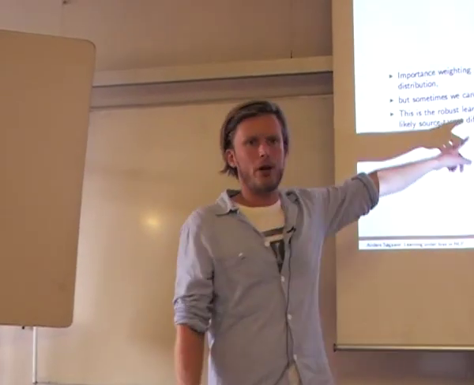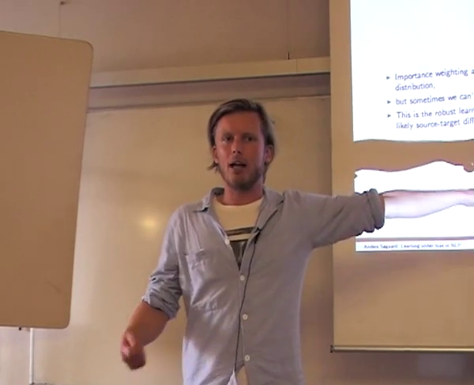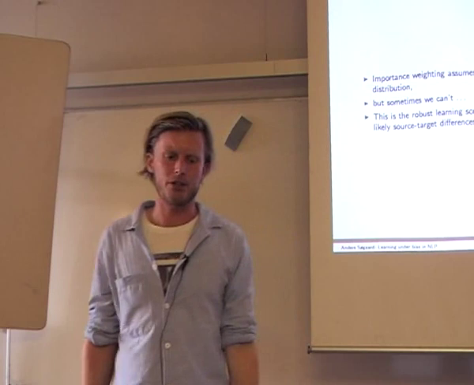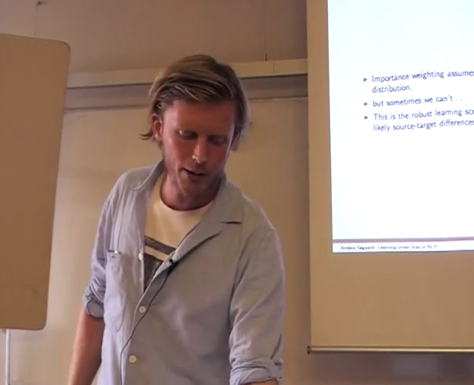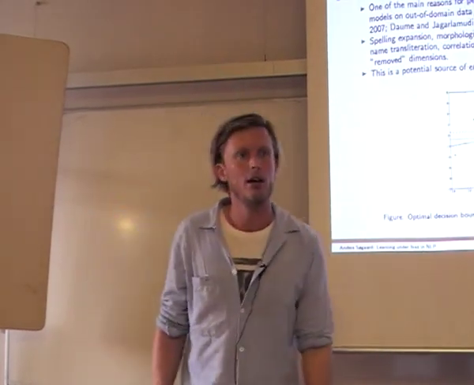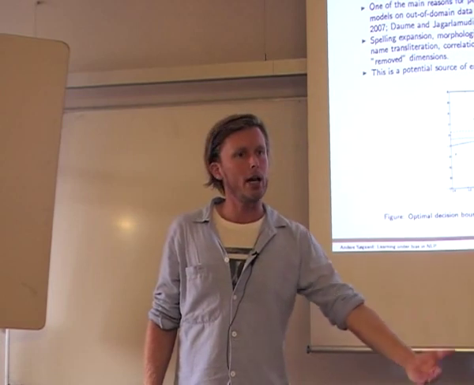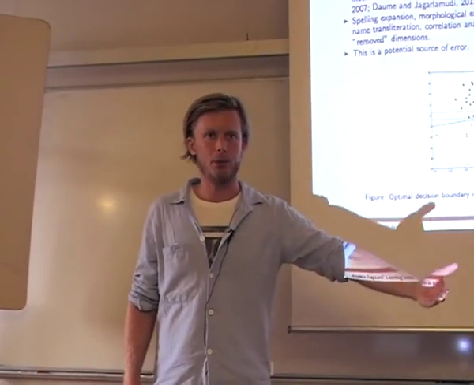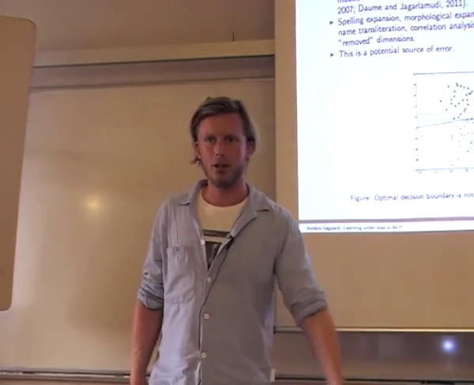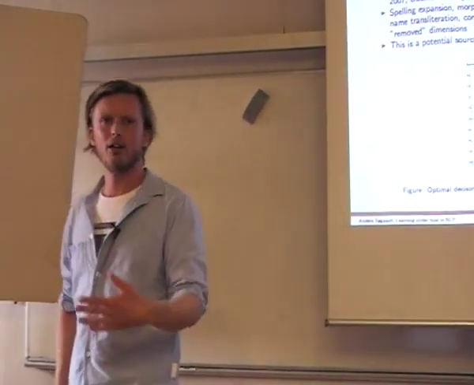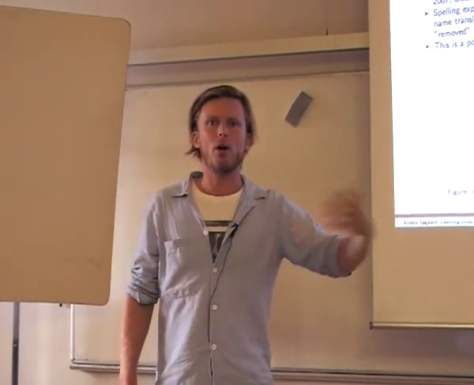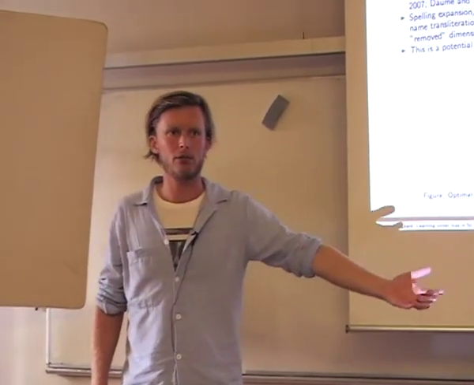So this is the robust learning scenario, but I'm going to go a bit beyond that by assuming something about the source-target differences. And the main thing that I'm going to assume here today is just that what you see when you go to a new domain is more out-of-vocabulary items, right? So typically, within a domain, you have an out-of-vocabulary rate of something, 10%, whatever. But if you go out of domain, that's going to be more. Okay.